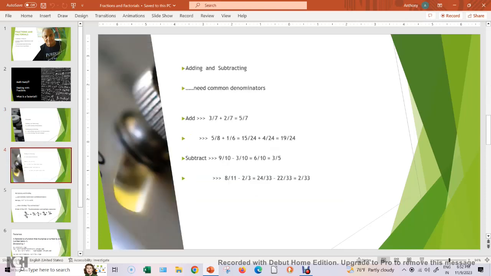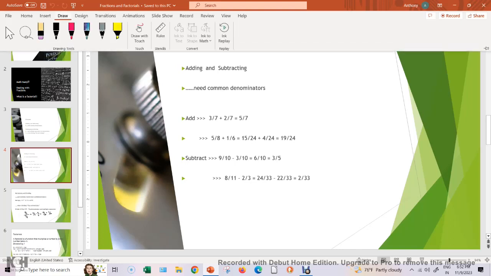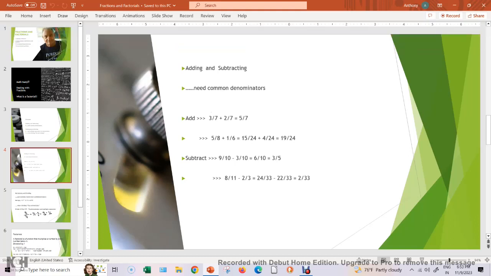So let's add, for example, 3 over 7 plus 2 over 7. Now remember, I said in order to add or subtract fractions, you need the same denominator. And in this case, we do have the same denominator. The denominator here is 7. And so what we can just do is add the numerators, 3 plus 2, carry along the 7, so the answer is 5 over 7. Common denominator, same denominator, just add the tops, okay?